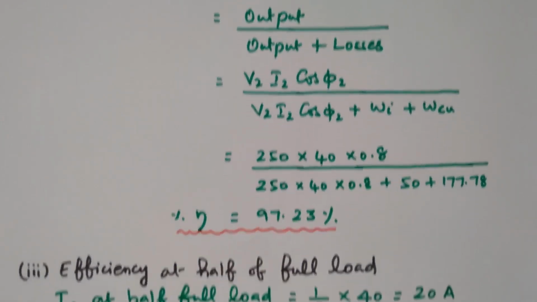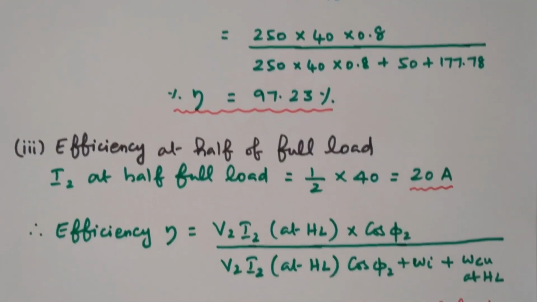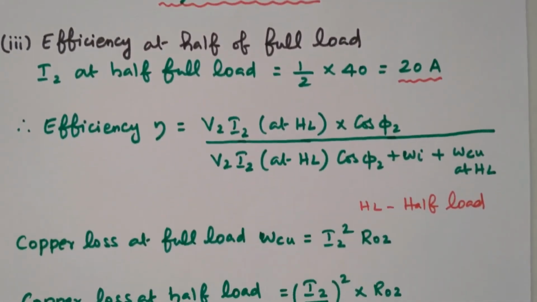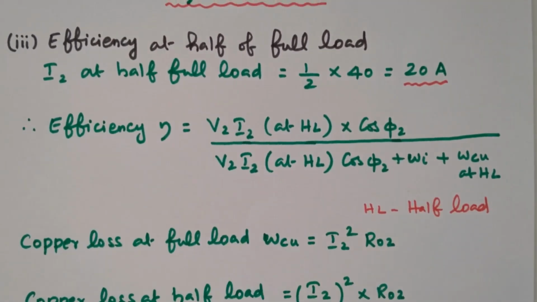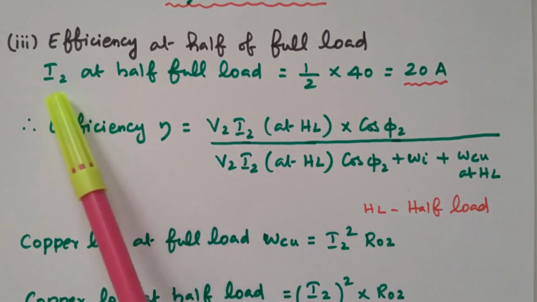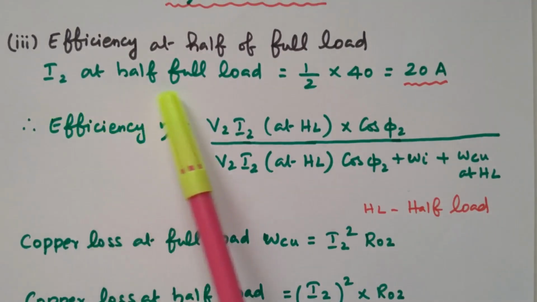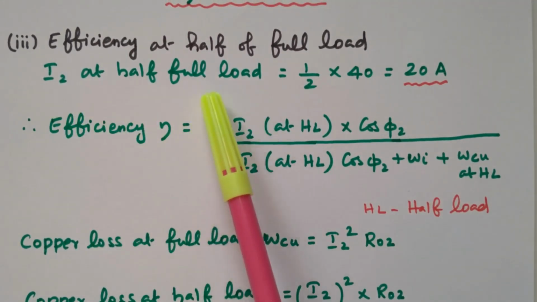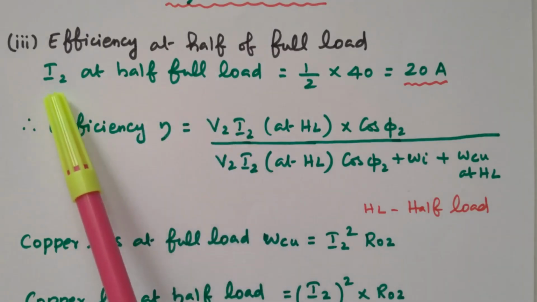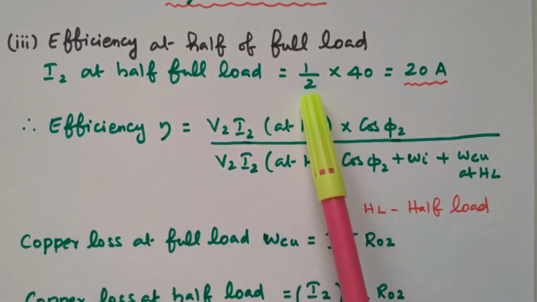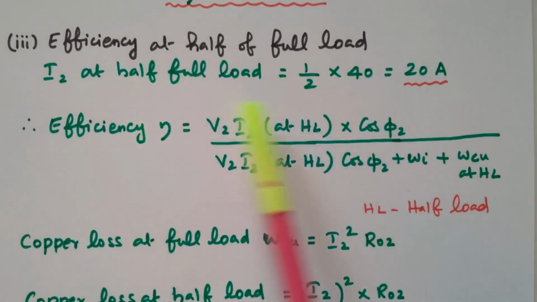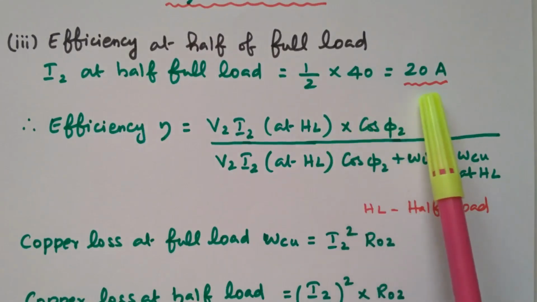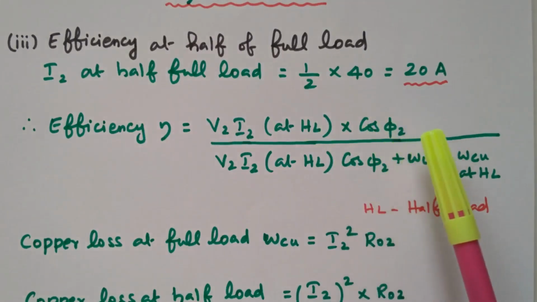So the efficiency at full load 0.8 power factor is 97.23%. Now we'll go to the half load. Efficiency at half of the full load. When the load is half of the load, we need to find the current at half of the full load. When the load decreases, the secondary current also decreases. That is nothing but 1/2 into 40, half of the current rating. This 40 is the full load current. For half load, automatically 40 divided by 2, it is 20 ampere.